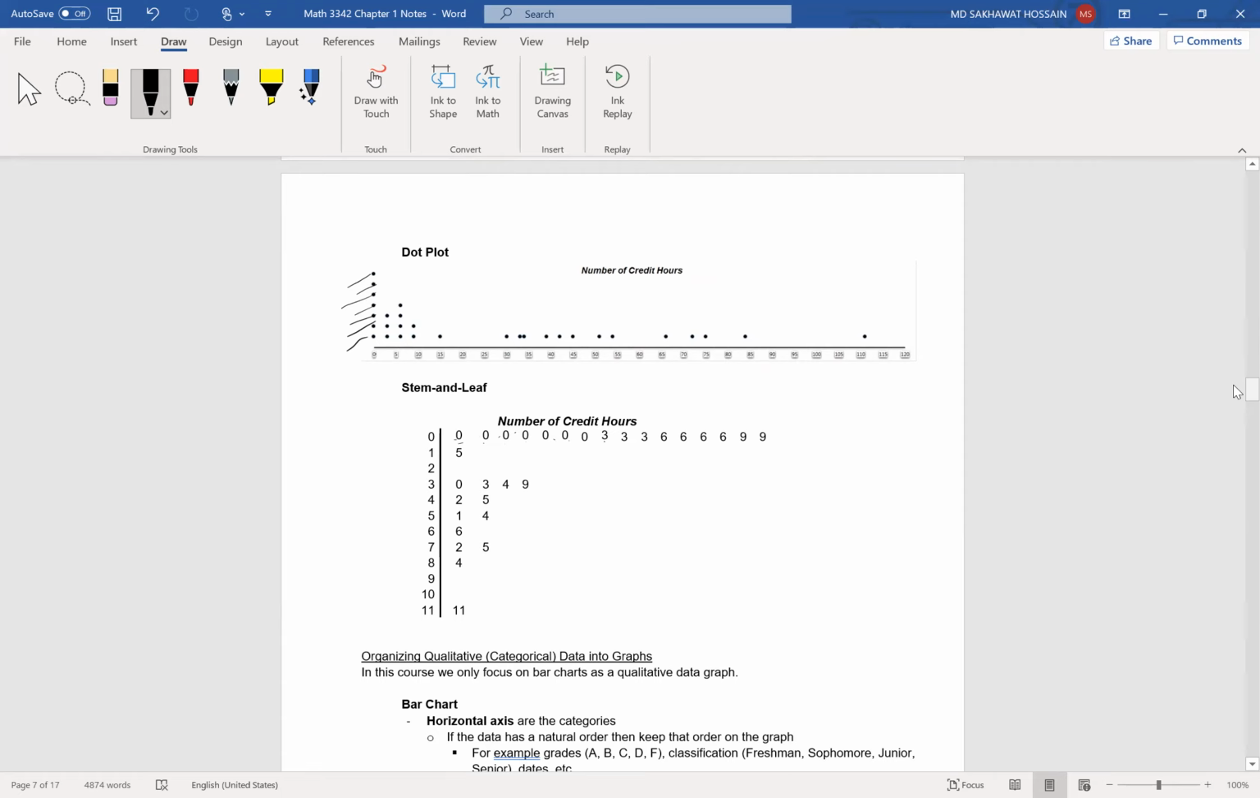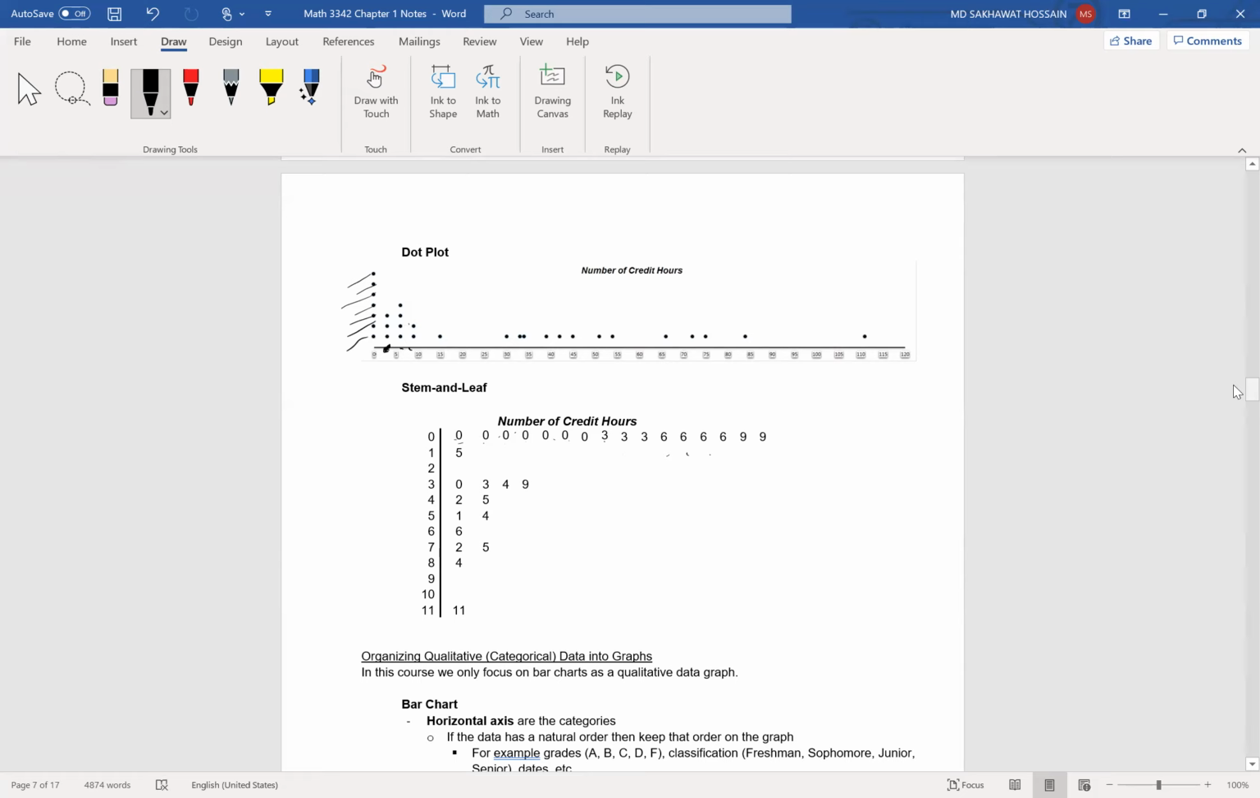And for 3, we have also 3 here. So this is 3 on the number line. And how many 3s do we have? 1, 2, 3. So above this value, we have 3 dots, because we have a total of three. And then 6: 1, 2, 3, 4. So we have 4 dots. Then 9. We have just two 9s. So that's why we have 2 dots.